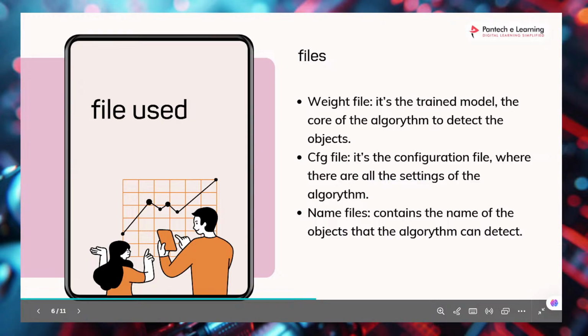So next one is the names file. This contains the names of the objects that the algorithm can detect. For the names file, we have to assign label names. Like how traffic signs have labels: speed limit 20 km, 80 km, zebra crossing, school zone, construction work. It's all labels like that.